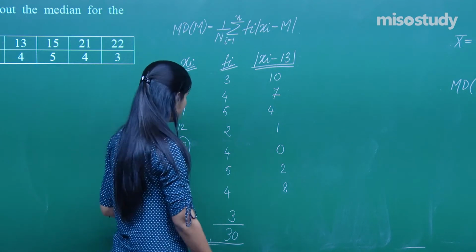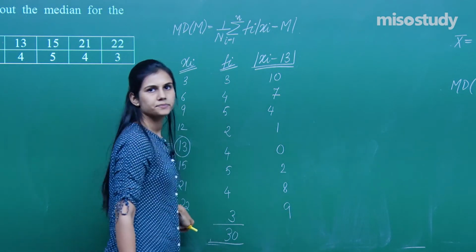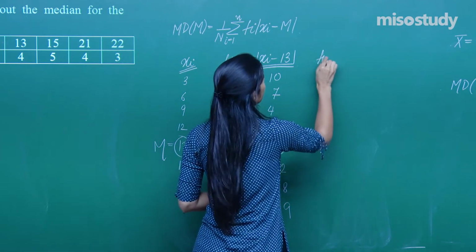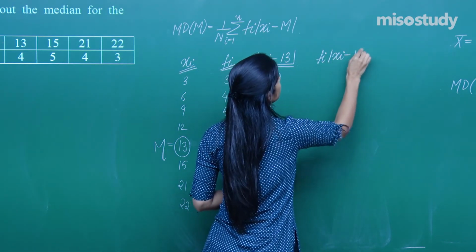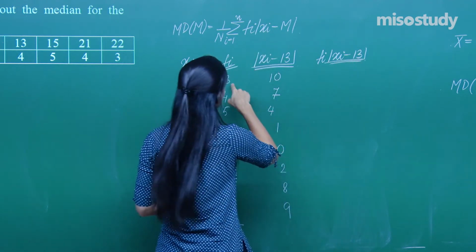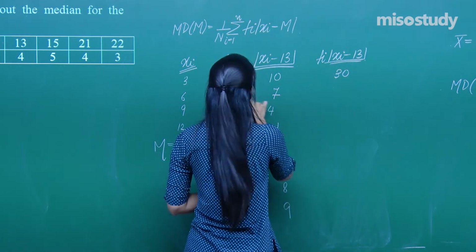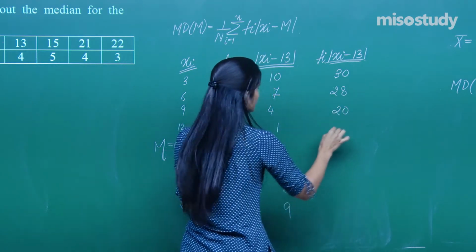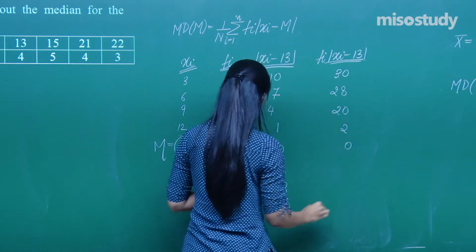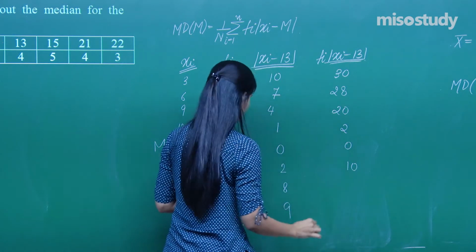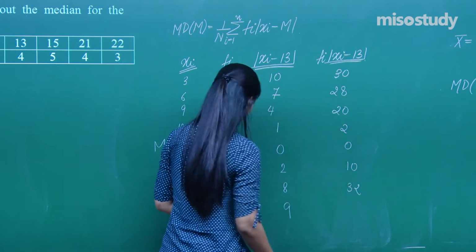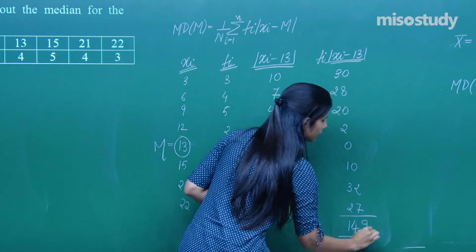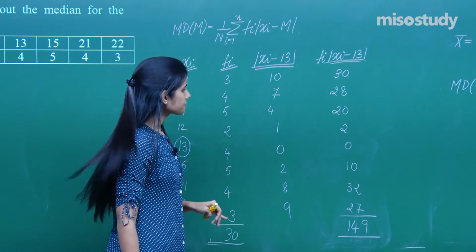Fine. Then 22 minus 13 is 9. The moment you have evaluated this, you will be multiplying fi with mod of xi minus 13. Multiply fi: 3 into 10 gives me 30, 4 into 7 is 28, 5 into 4 is 20, 2 into 1 is 2, 4 into 0 is 0, 5 into 2 is 10, 32, 27. Add this up, you get 149.